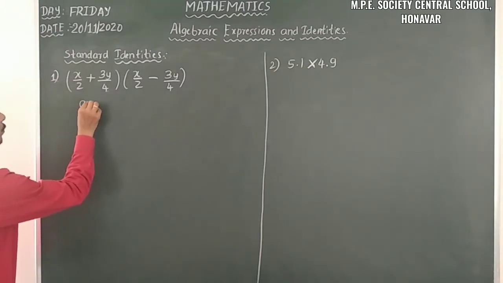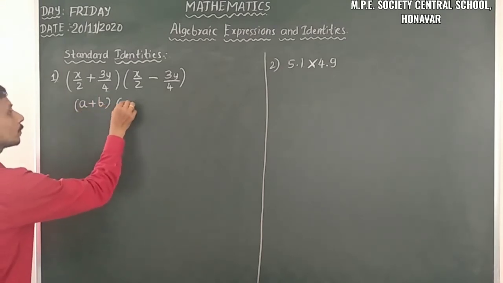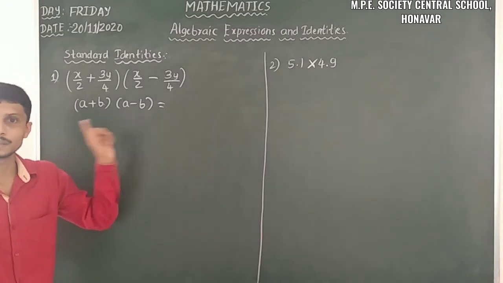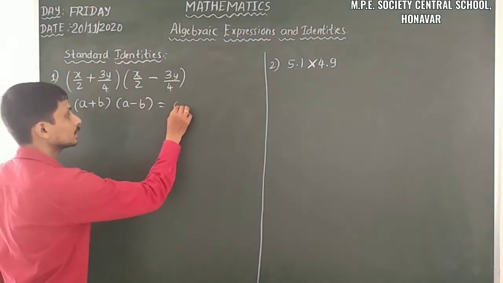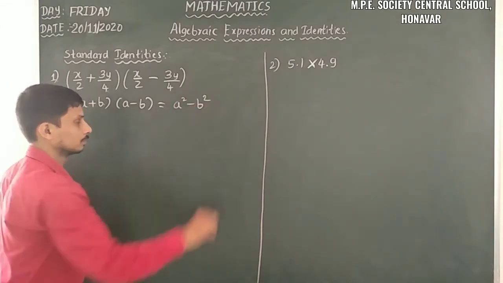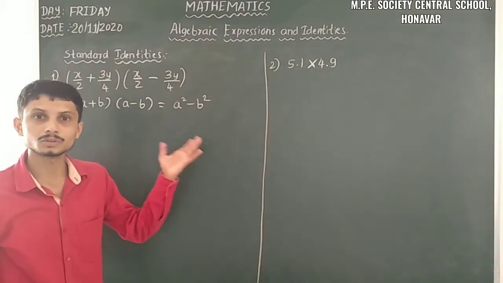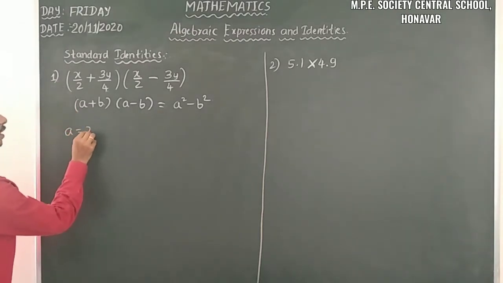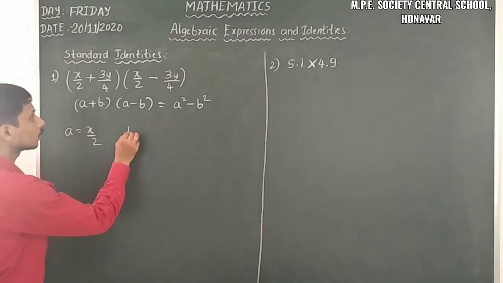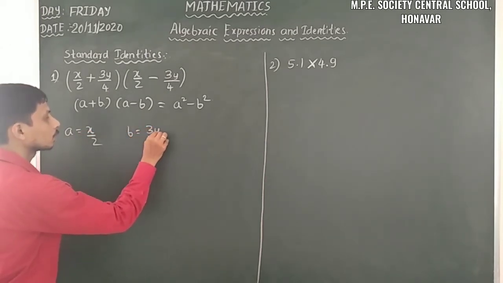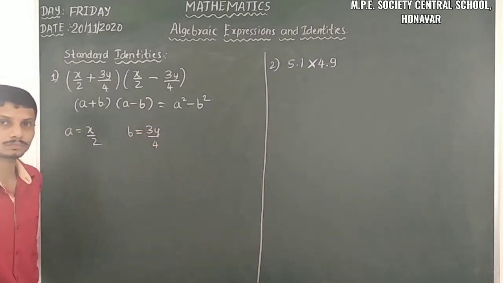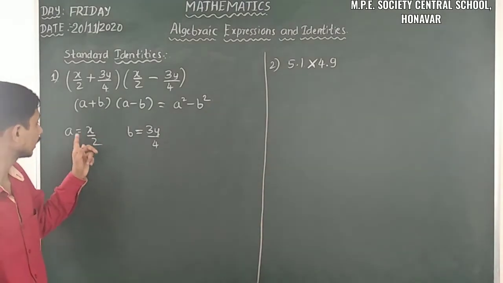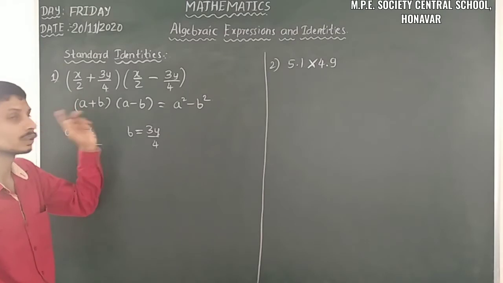Here it is in the form of a plus b and here it is in the form of a minus b. We know the algebraic expression for this: (a plus b) into (a minus b) is equal to a square minus b square. Whatever terms you have, we have to insert. So what is the value of a? Here a is equal to x by 2 and b is equal to 3y by 4. So we have to substitute a equal to x by 2 and b equal to 3y by 4 in this equation.